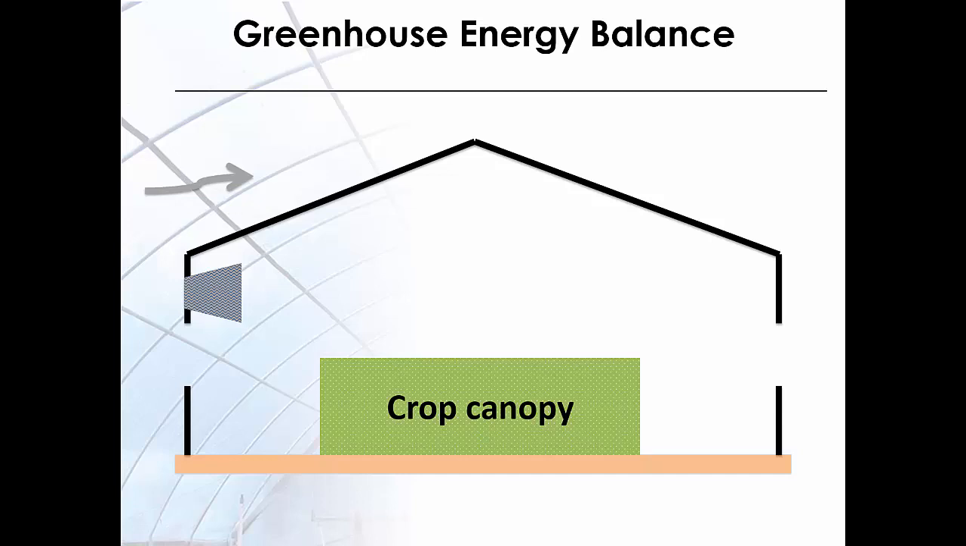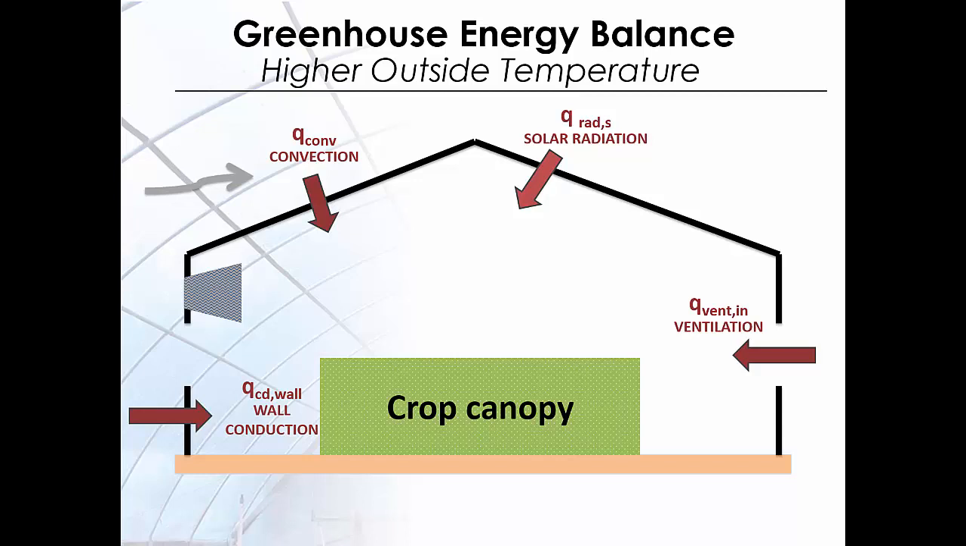Now let's talk about the energy exchange processes in the greenhouse environment. Let's consider that we have a greenhouse as our control volume and a crop canopy. When the outside temperature is higher than the greenhouse air temperature, the energy gain of the greenhouse will be determined by the solar radiation availability and energy input to the greenhouse system due to convection and conduction through the walls, as well as energy gains due to the ventilation process.